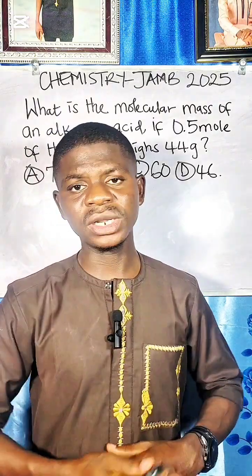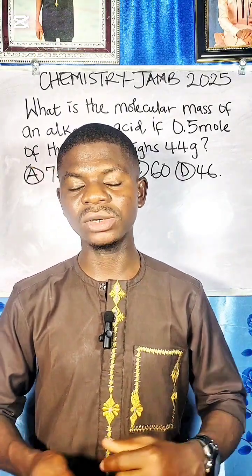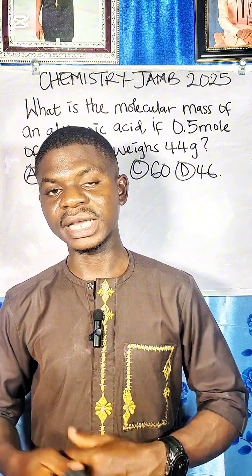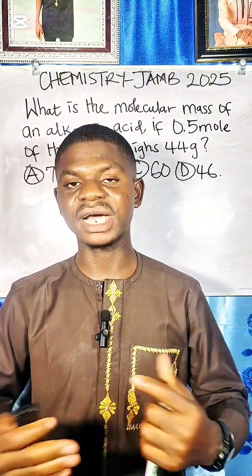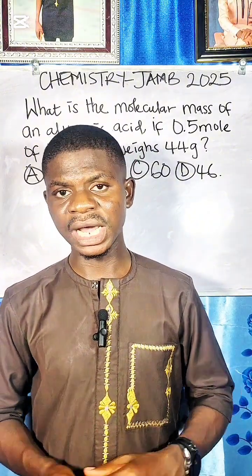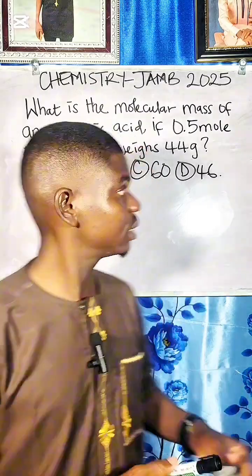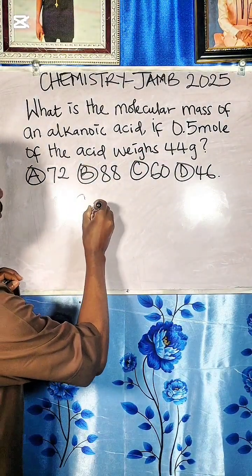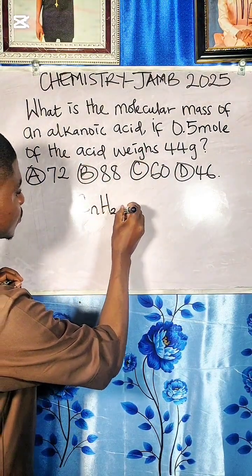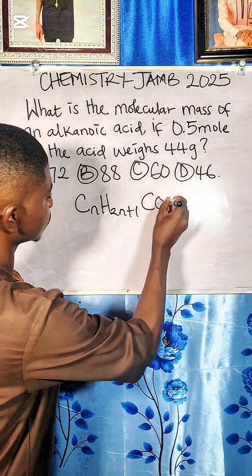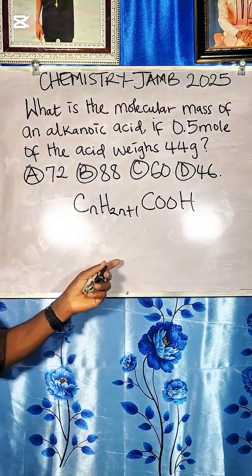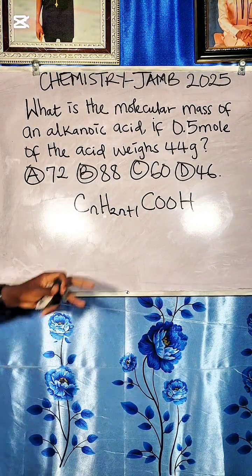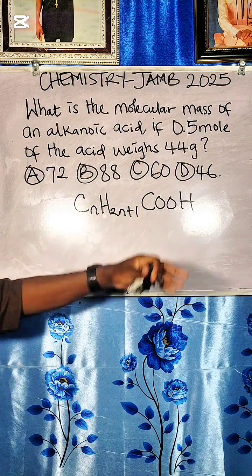Now recall that alkanoic acids are organic compounds with a carboxyl functional group. They have a carboxyl functional group. Okay, now they have the formula. This is the general formula for alkanoic acid.